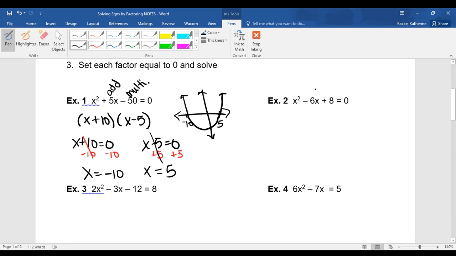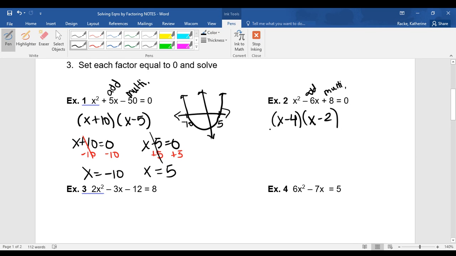x squared minus 6x plus 8 equals 0. So it's already set equal to 0. Now we're going to find 2 numbers that multiply to give us 8, but add to give us negative 6. That is going to be negative 4 and negative 2. So negative 4 times negative 2 gives us positive 8. Negative 4 minus 2 gives us a negative 6.